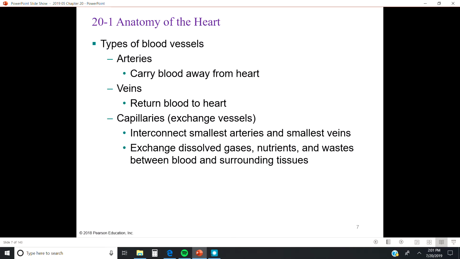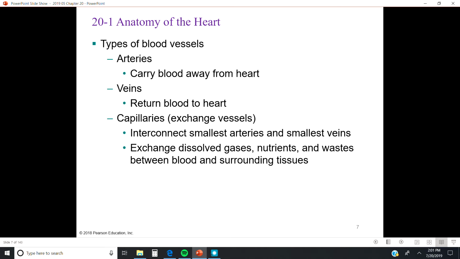So I've been using the terms arteries and veins and capillaries. Let's define them before we go on any further. Very simply, a blood vessel that carries blood away from the heart is known as an artery. Remember, artery, away. It's always going to be carrying blood away from the heart. Veins, on the other hand, are going to move the blood in the opposite direction. Veins are always going to bring the blood back to the heart. So all the veins in the body are always moving blood back to the heart.